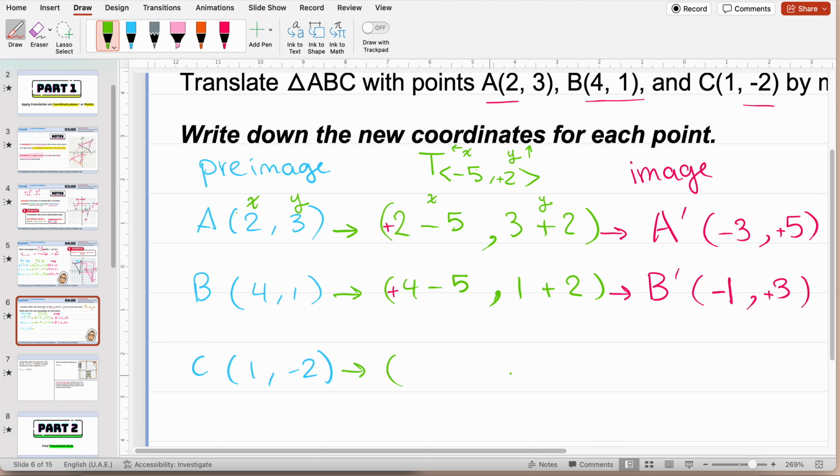Lastly, C, put the numbers and then apply the translation. Negative 5 on x, 2 positive on y. That's it.